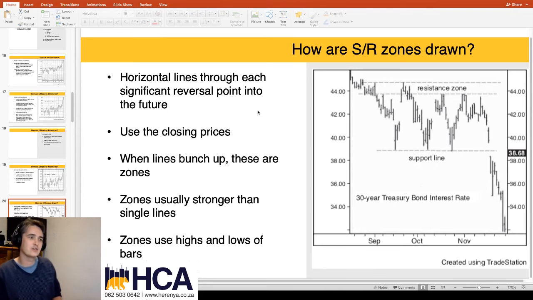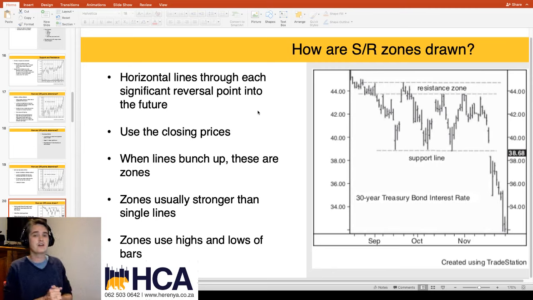So, how are these support and resistance zones drawn? Obviously, a horizontal line through each of the significant reversal points, projected into the future, and you generally use the closing prices. The reason you use closing prices is because these are the prices quoted on the news. These are the prices people look at when they look at charts, because we are conditioned to look at candlestick charts, but not everybody does. A lot of people look at line charts, and a lot of people read the newspaper. That's what's reported in the newspaper. Closing prices are often regarded as the most important prices, so use closing prices for the most part.